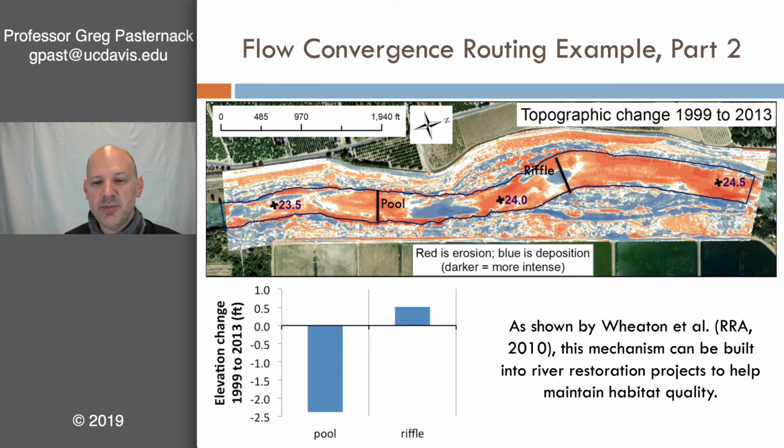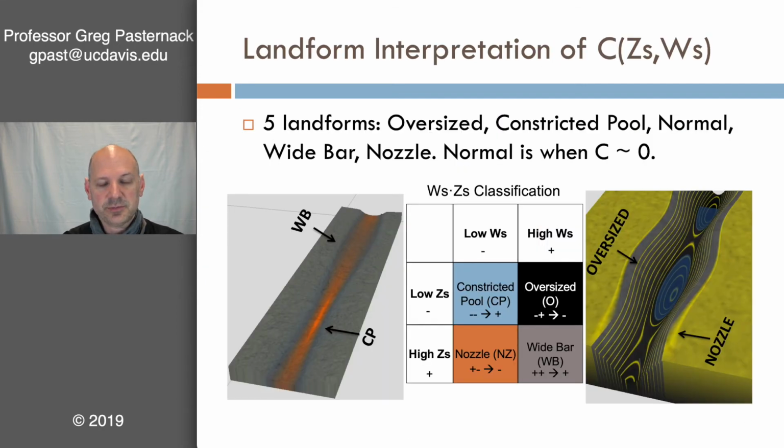And my former undergrad and master's student, Joe Whedon, published a paper we all co-authored together in 2010 about the Mokelumne River, where we showed that we could literally design flow convergence routing into a river restoration project, and it led to the same kind of rejuvenation like you see here that actually improved salmon spawning habitat on riffles. So it's a very controllable morphodynamic mechanism.